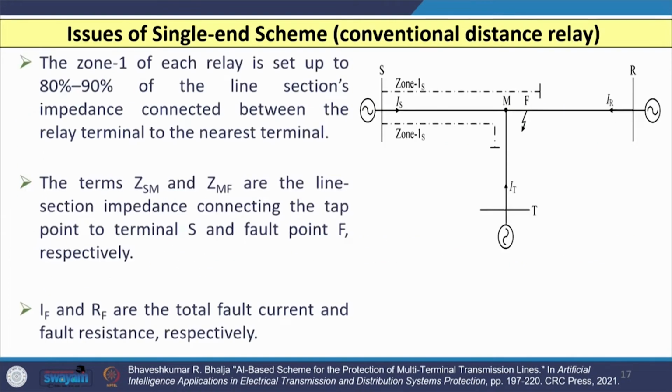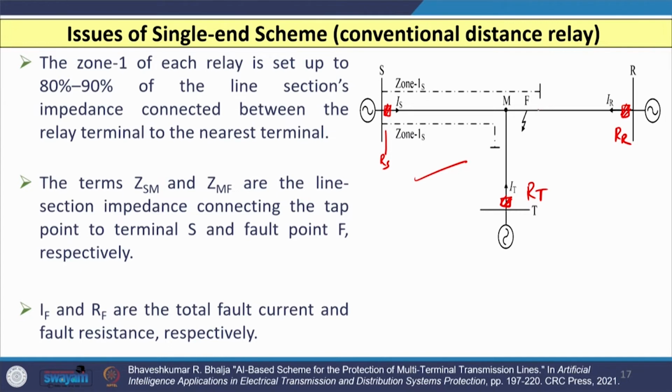Now, let us see what are the issues of the single ended scheme or conventional distance relay when it is applied for the protection of multi-terminal or 3-terminal transmission lines. To understand this, let us consider a single line diagram of a multi-terminal or 3-terminal line. The 3 relays are connected here, one at this end, another at this end and another at this end. Let us say this is RS, this is RR and this is RT. The first zone setting of all the 3 relays is 80 to 90% of the line length.